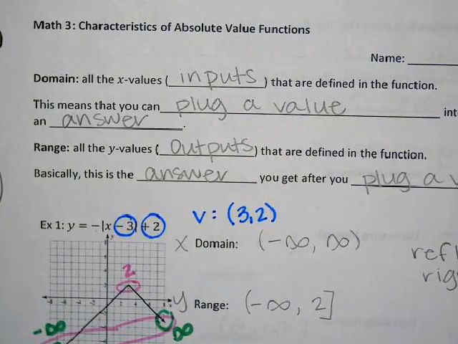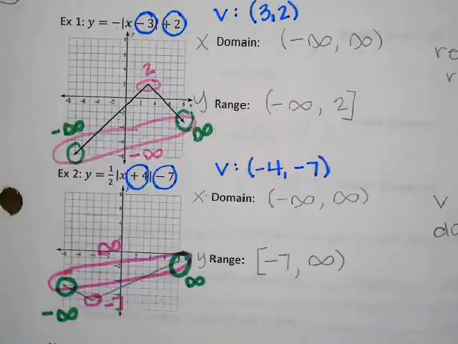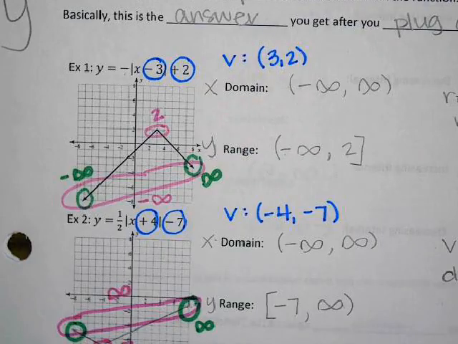Characteristics of absolute value functions. You might have some marker on it. I wrote on mine in marker. You might have a color. Yeah, we gotta wait. Yeah.